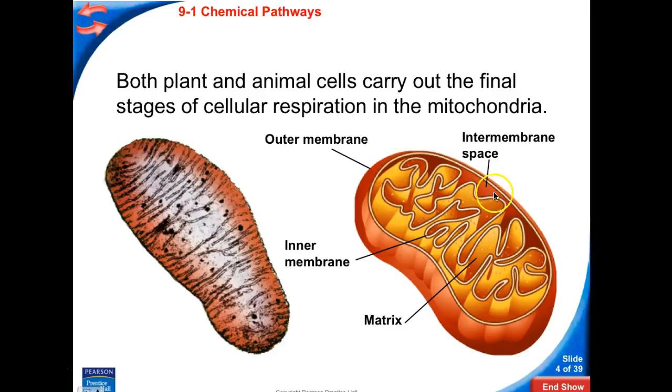The area between the outer membrane and the inner membrane is called the intermembrane space. And then if you come inside, the area on the inside of that inner membrane is known as the matrix of the mitochondria. So it is important to know the mitochondrial structure because the end reactions of cellular respiration are going to take place in various areas of the mitochondria itself. Remember, when we were doing cellular structure and function, the mitochondria is considered the powerhouse of the cell because it produces ATP via this process.